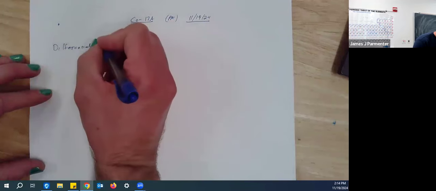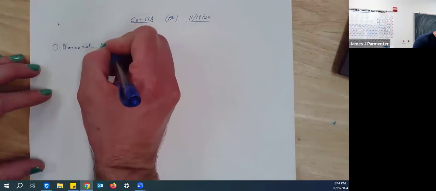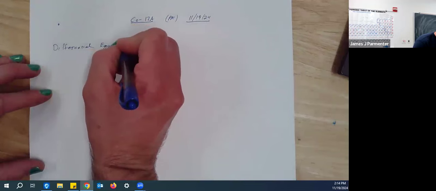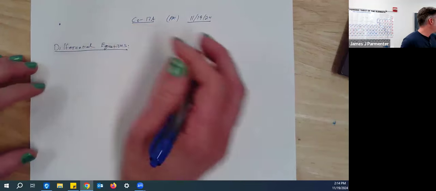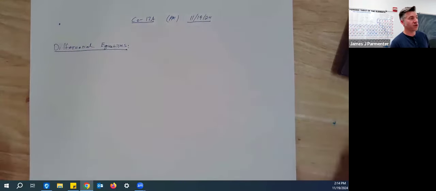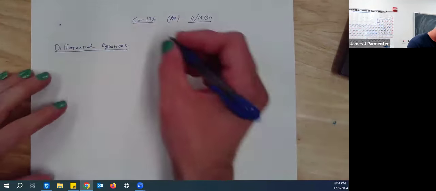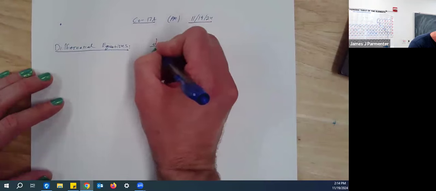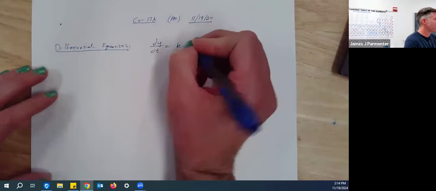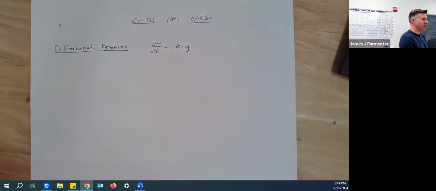So differential equations are a thing you're going to encounter in 17B. And yes, technically you have encountered them right now, but there's really only one differential equation that you all are talking about. And that differential equation is the following one: dy/dt equals k times y. That is the differential equation that you're talking about.